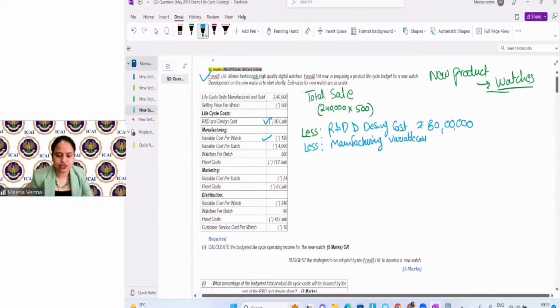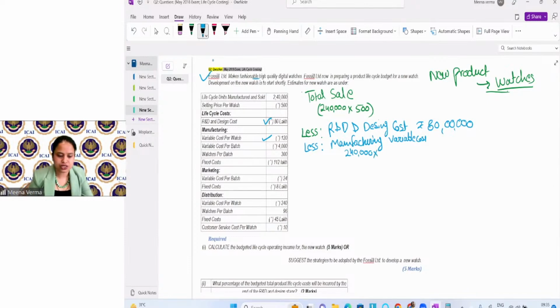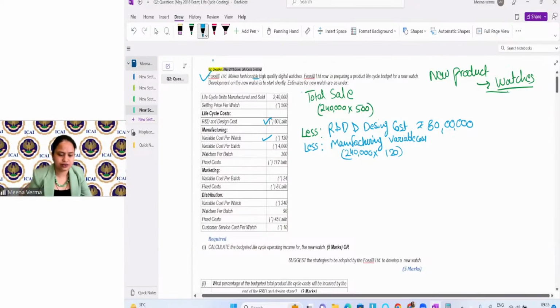So what is manufacturing variable cost here? 120 per unit. We have 2,40,000 units, and the cost per unit is 120. This will be the variable manufacturing cost. We will calculate it later. Okay, less. What do we have?